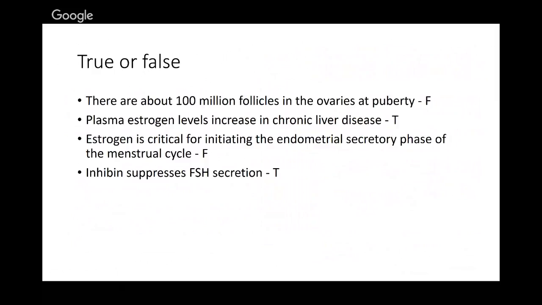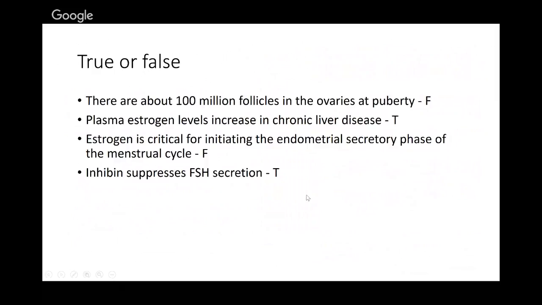Okay, so here are the answers. The first one: at puberty you have around 400,000 follicles left, not 100 million, that's a lot. And the second one is true. The reason you have increased estrogen level in chronic liver disease is because the liver plays a role in the breakdown of estrogen. So when the liver is not functioning as well, estrogen is not being broken down and it's just circulating around your body. That's why in males you have gynecomastia, which is more feminine features. That's why you look for gynecomastia in a GIT examination.